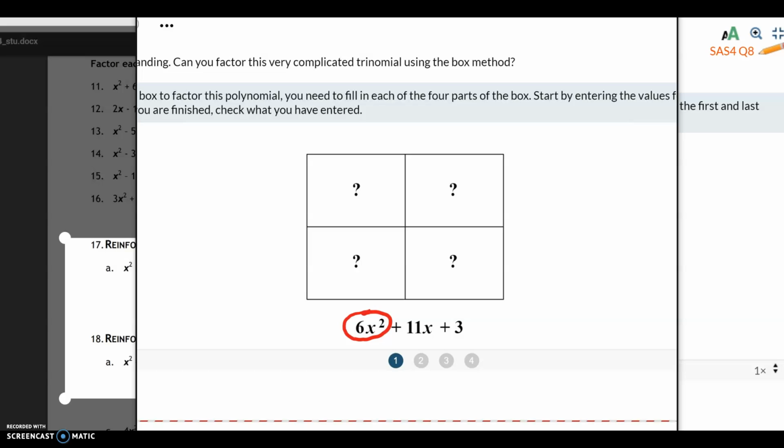right here and you put it in the first box. So we're going to put 6x squared in this first box. Then you take your last digit, or the c as they call it, and you put it in this box right here. So our first box is always going to be the first section with the exponent, and our last one is always going to be the last number in the last box. So now we just have to figure out what would go in boxes 2 and 3.